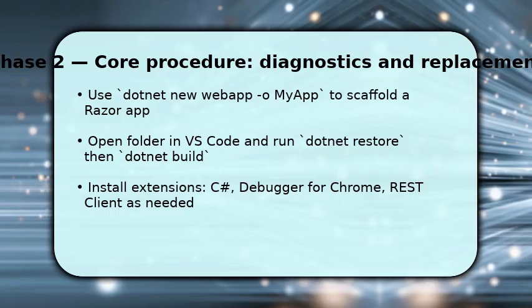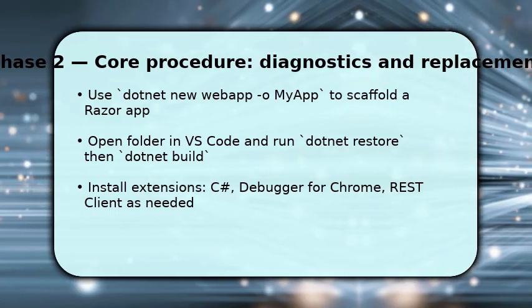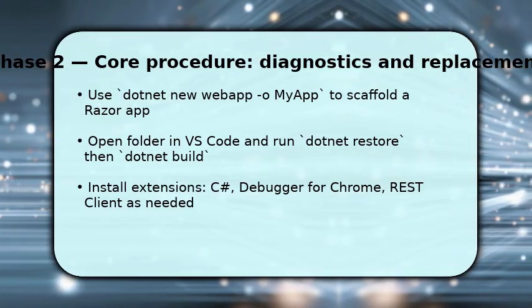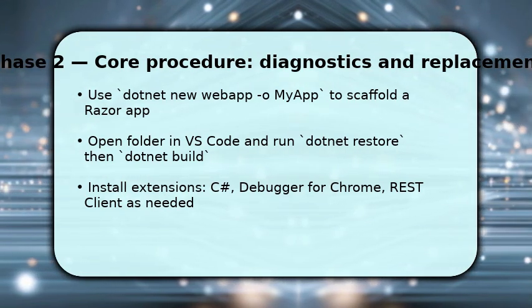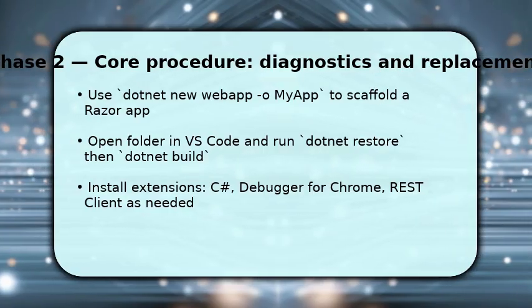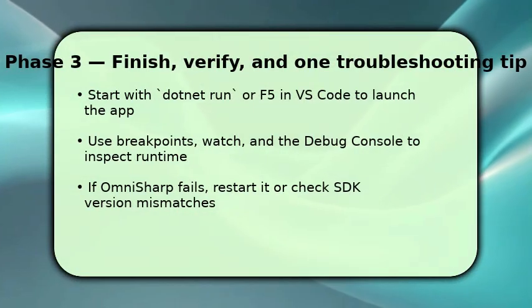Then configure launch.json for debugging. Install optional extensions like Debugger for Chrome or REST Client to test endpoints. These steps keep dev loops fast and predictable. You finish by running and testing.